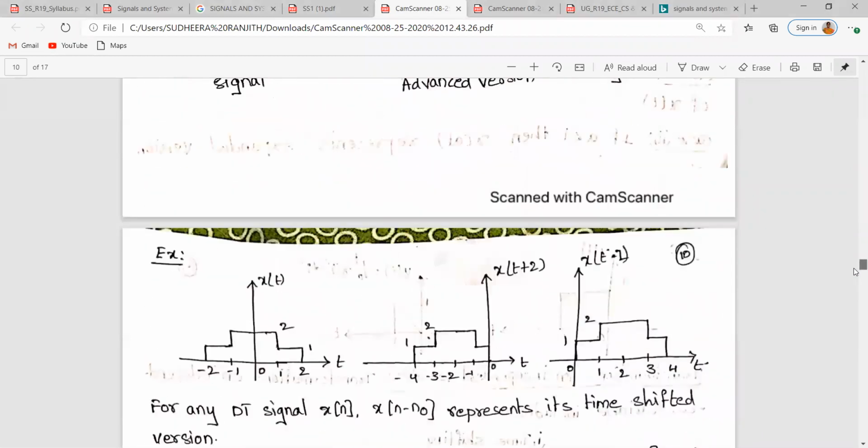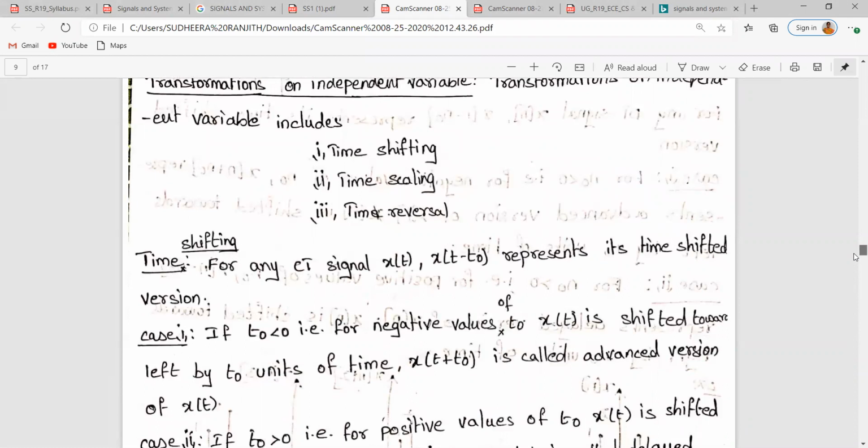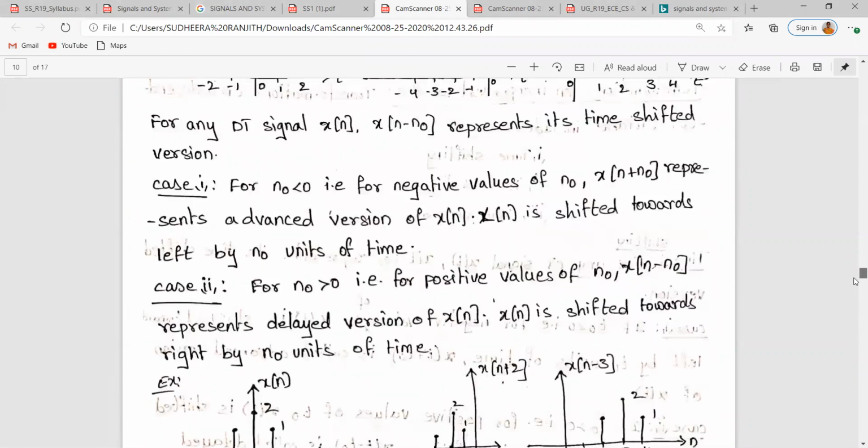So till now we have observed 3 operations: time shifting, scaling, reversal. Shifting ante entamma? Shifting the signal position with respect to origin. Scaling means expanding or compressing the signal with respect to time axis. Reversal means taking the mirror image of the signal.